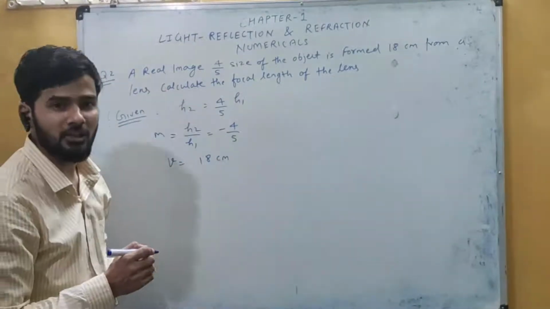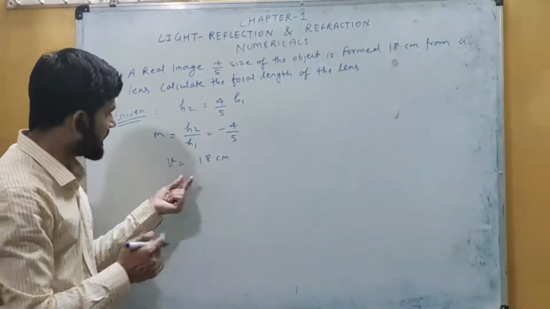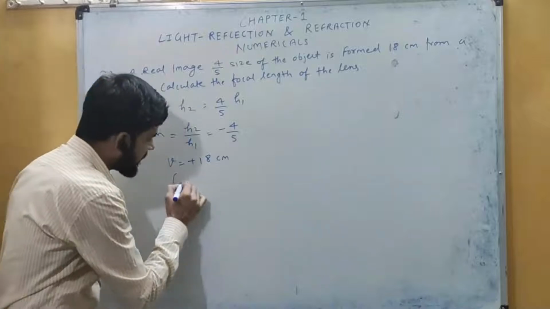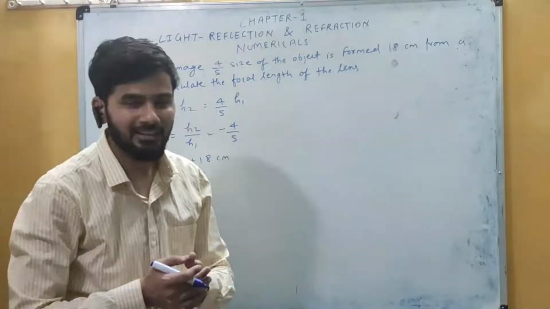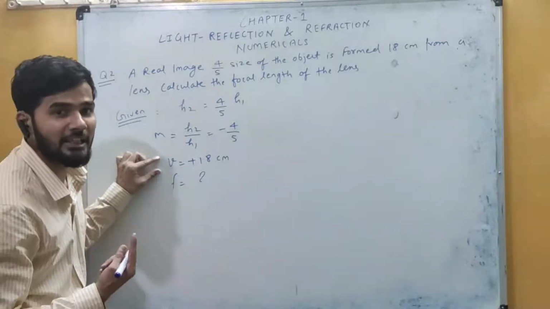Now this is the real image, and a real image is always forming on the other side. So this v will be equal to plus 18 centimeter. Now here we have to find the value of f. फोकल लेंथ हम कैसे फाइंड कर सकते हैं? By simply using the lens formula. बट यहाँ पर क्या है? लेंस फॉर्मूला के लिए हमें u भी चाहिएगा.